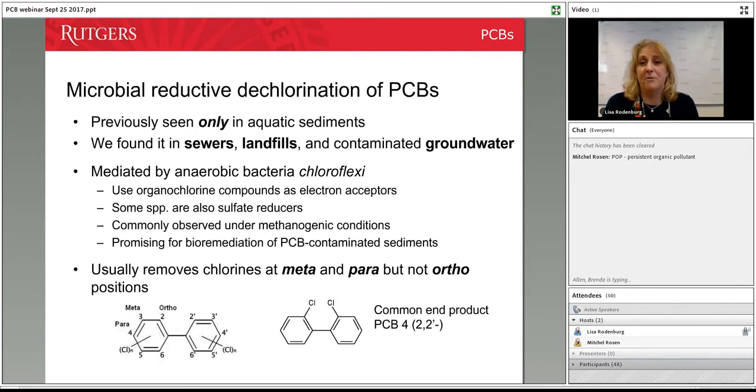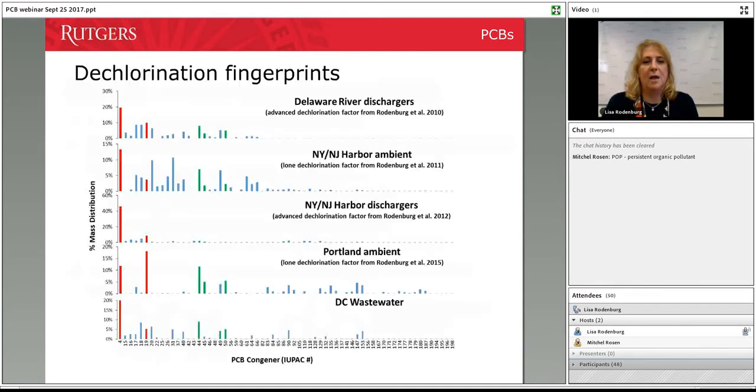That is PCB number 4. It's got 2 chlorines, both of them in the 2 positions. So we call it 2,2-dichlorobiphenyl. And that is the characteristic end product of dechlorination. So if you do get some 1668 data rolling across your desk and you see a bunch of PCB4 in it, now you know where it comes from.